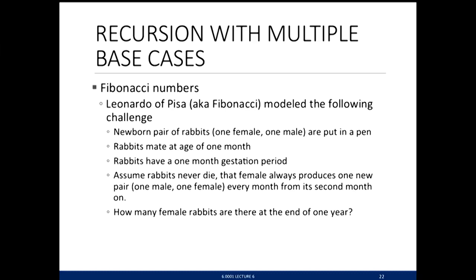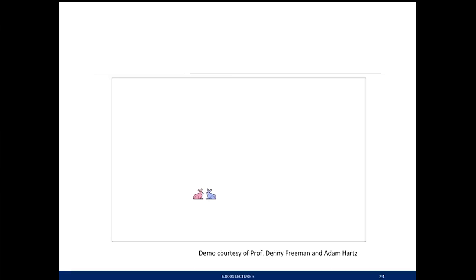They mate at age 1 month, so they take a month to mature. After a 1-month gestation period, they produce another pair of rabbits, a male and a female. And he says, I'm going to assume that the rabbits never die. So each month, mature females are going to produce another pair. And his question was, how many female rabbits are there at the end of a year, or 2 years, or 3 years? So, the idea is I start off with 2 immature rabbits.